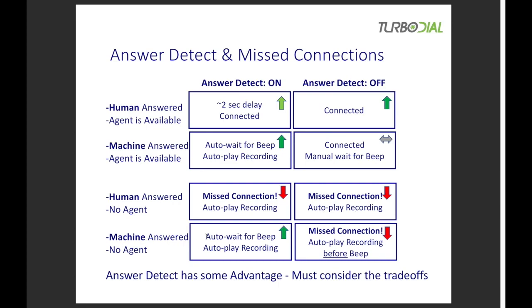If a machine answers and there's no agent available, well, that's okay if answer detect is on, because with answer detect, TurboDial will be able to wait for the beep and then play your recording onto their answer machine. And so that's a success. But if answer detect is off and the machine answers with no agent available, that's a missed connection. We can't tell if a machine or a human answered, and so we have to count that as a missed connection. We will play the recording, but we won't wait for the beep to do it because we cannot detect the beep. And so that recording playback starts before the beep. So this would not be considered a good success.